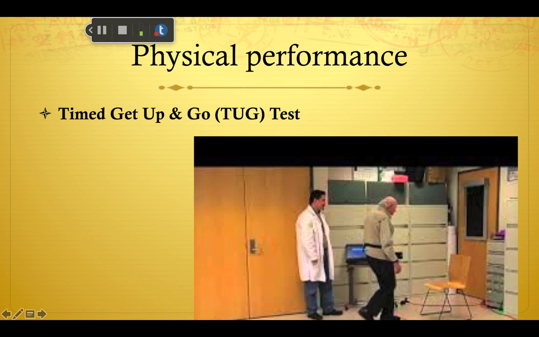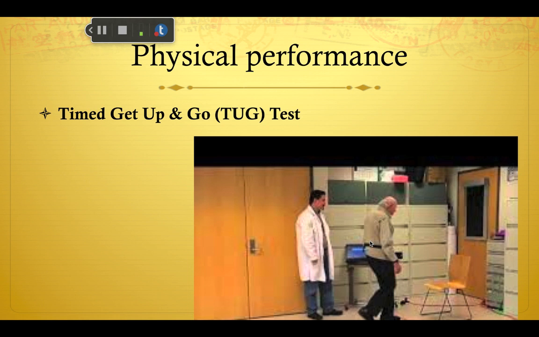We also have a test for physical performance. This is a TUG test, or a Timed Up and Go test. This is when we time the amount of time it takes a person to rise from a chair, walk 10 feet or 10 meters, turn around, and then come back. Again, this tests more than physical performance.